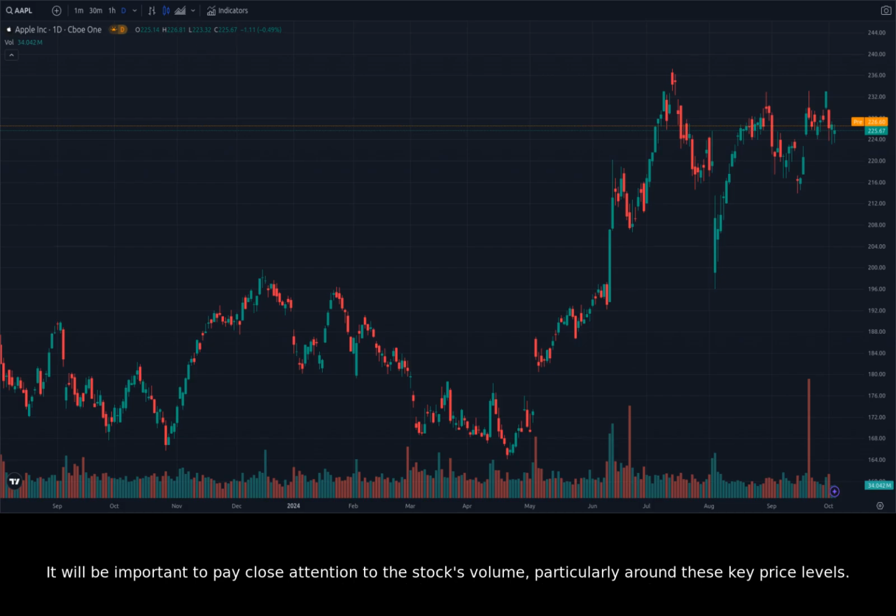It will be important to pay close attention to the stock's volume, particularly around these key price levels. A high volume breakout above the resistance level would be a very strong bullish signal. Conversely, a high volume break below the 50-day moving average would be a very bearish signal.